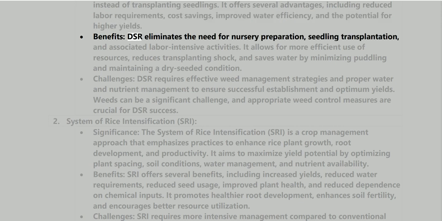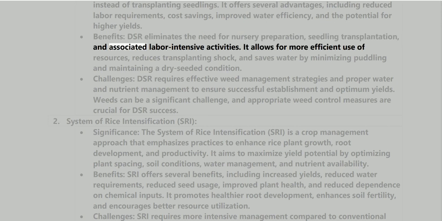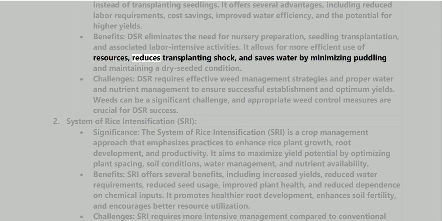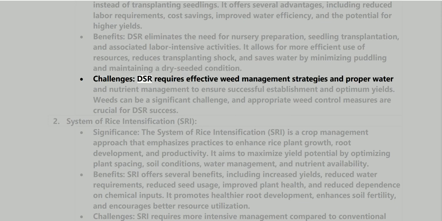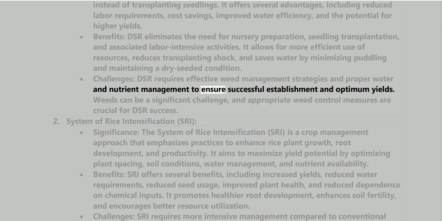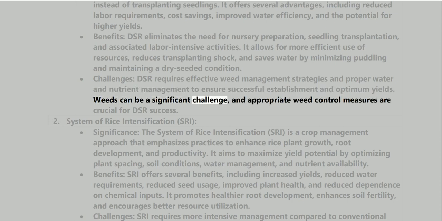Benefits. DSR eliminates the need for nursery preparation, seedling transplantation, and associated labor-intensive activities. It allows for more efficient use of resources, reduces transplanting shock, and saves water by minimizing puddling and maintaining a dry-seeded condition. Challenges. DSR requires effective weed management strategies and proper water and nutrient management to ensure successful establishment and optimum yields. Weeds can be a significant challenge, and appropriate weed control measures are crucial for DSR success.